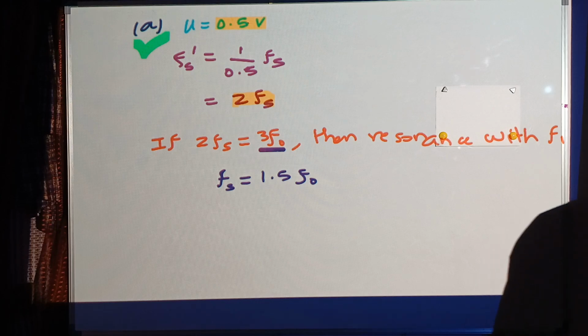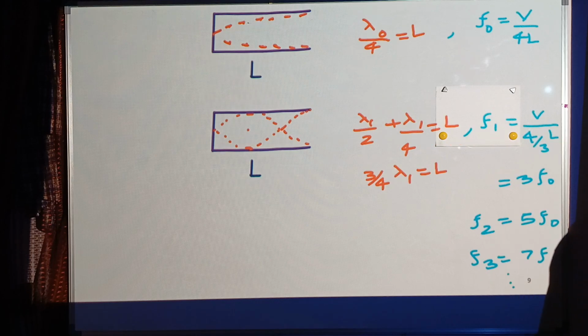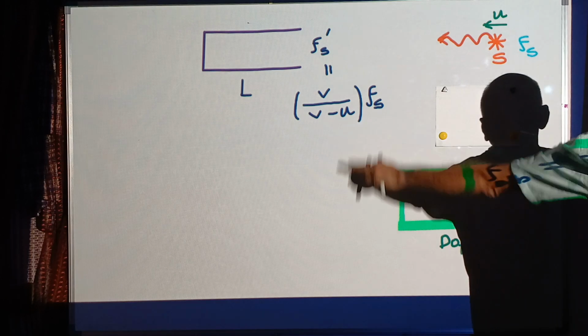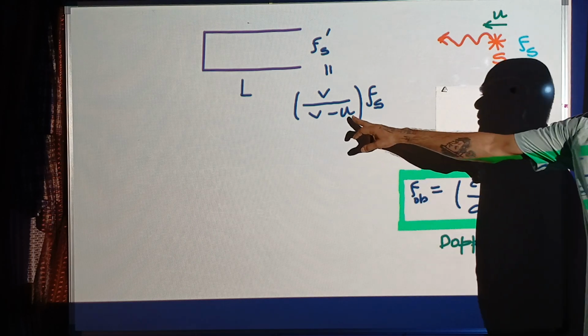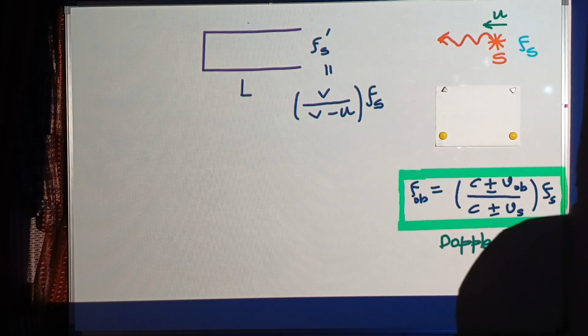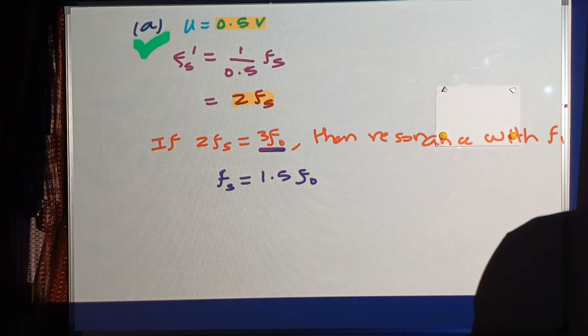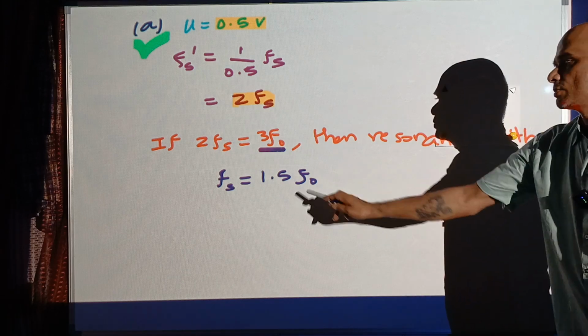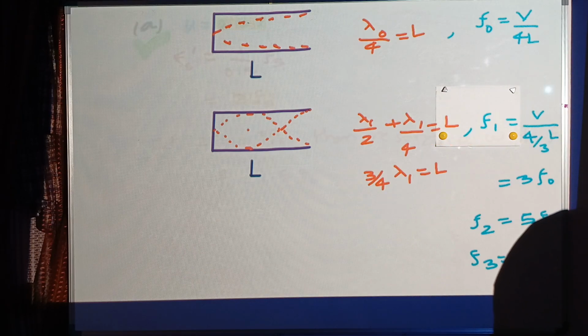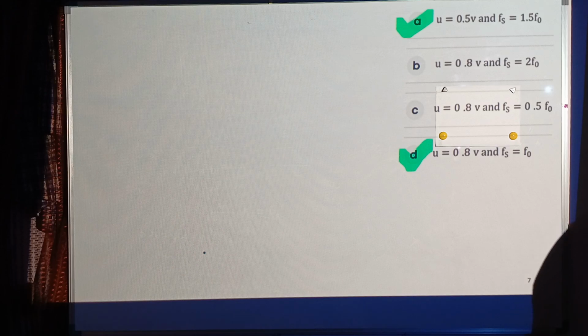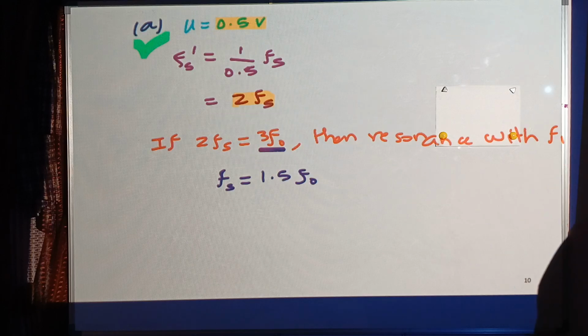So from that, the frequency of the sound as it reaches the pipe location will be multiplied by this factor. So U is 0.5 V, so it will become 2 Fs. So this 2 Fs should match with F naught or 3 F naught or 5 F naught and so on. So when 2 Fs matches with 3 F naught, Fs is 1.5 F naught, which is given in option A. Option A, the condition is U is 0.5 and Fs is 1.5. So when this condition is satisfied, resonance is possible with the first harmonic. So option A is correct for the resonance condition to be satisfied.